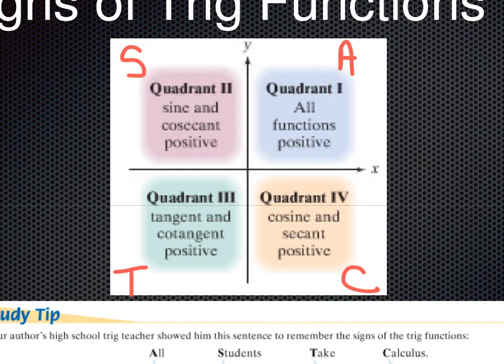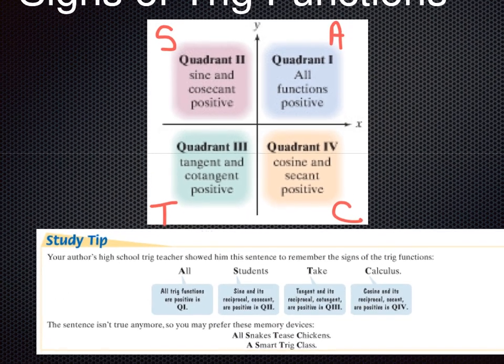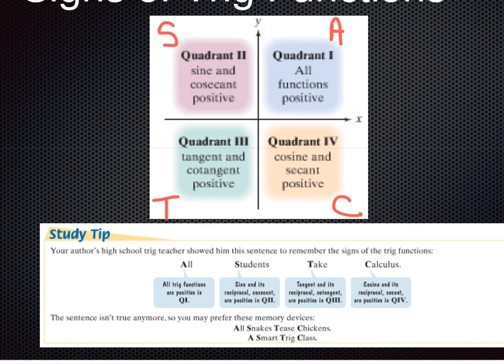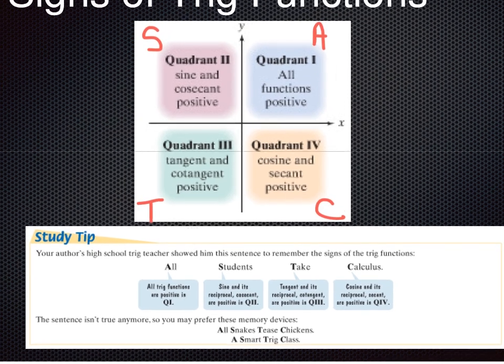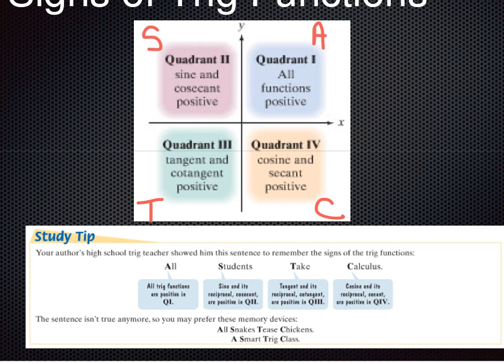Is that true? All students take calculus? No. Okay. The book also says all snakes tease chickens. I don't know. A smart trig class. When we talk about the quadrants, it's in a big C, right? Like this. Quadrant 1 starts here. So it's A, S, T, C.